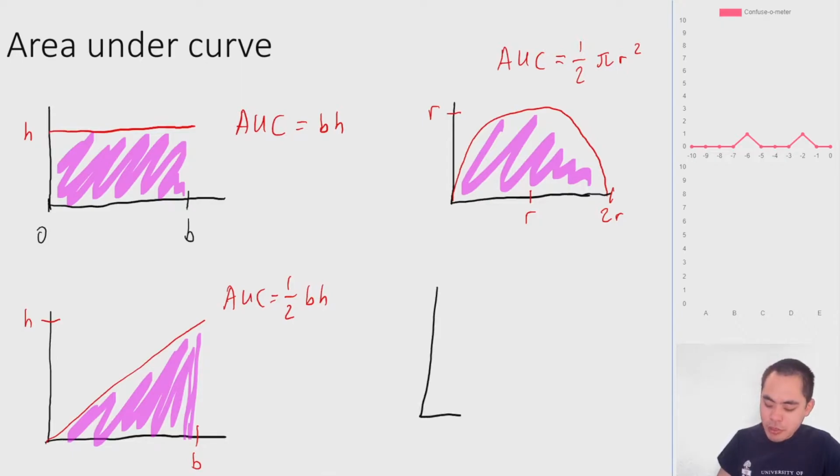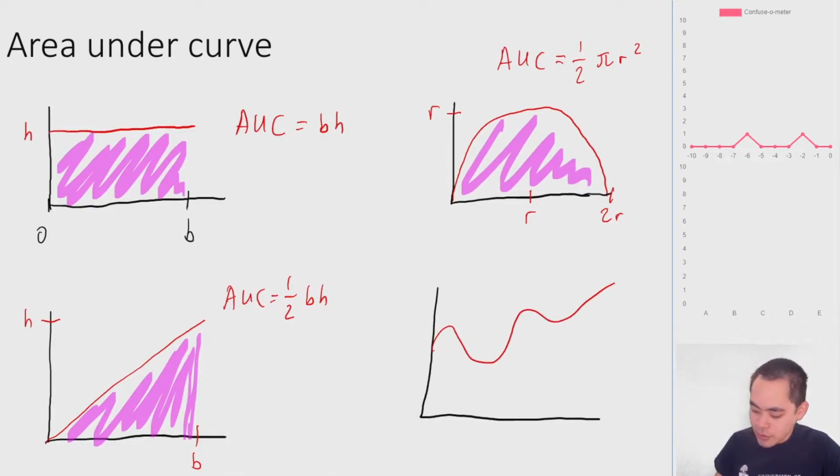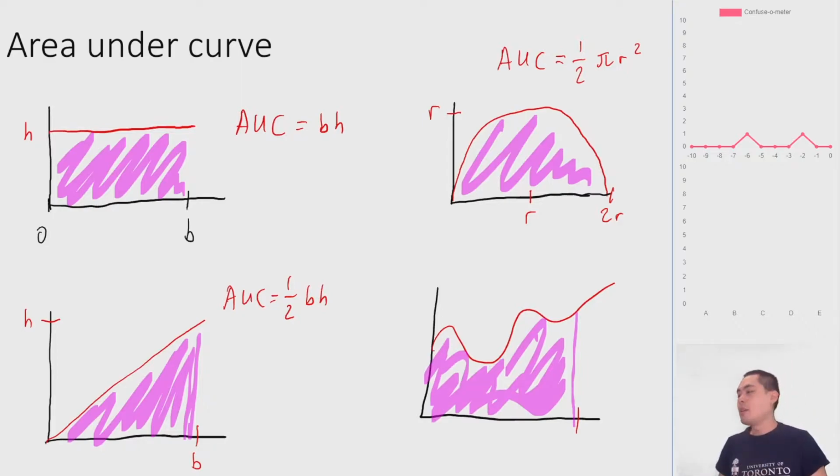But what if I gave you something harder? Let's draw some squiggly line, and I want to know the area under the curve to some value here. How much stuff is here? The answer to that question is a lot harder because we don't have an easy formula for that.